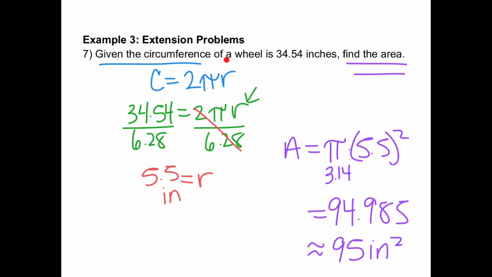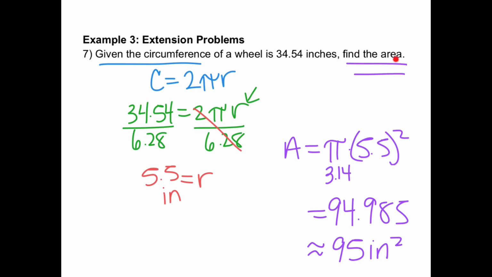So we are given the circumference. I use that in a formula to solve for r. We could have divided by 2 and then divided by pi, but I just took care of 2 pi in one division by simplifying 2 times pi first to get 6.28. So dividing both sides by 6.28, I got the radius to be 5.5. Plug that into the formula for area. So that's what an extension problem could look like.